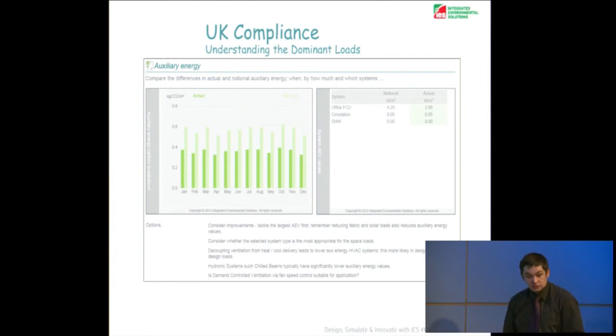In this case here, auxiliary energy was deemed to be one of the most dominant loads. And then it allows me to break it down into the different systems for the actual and notional building. So I can start seeing, are there any particular systems where the notional building is performing better than the actual building? And it then gives a couple of suggestions below that as to how that can be improved.